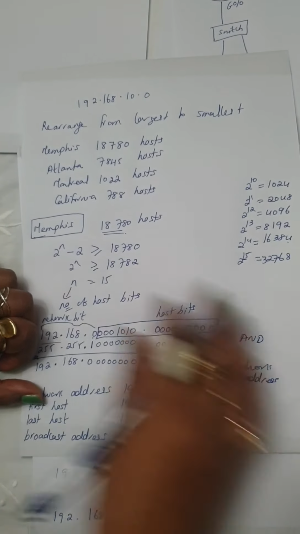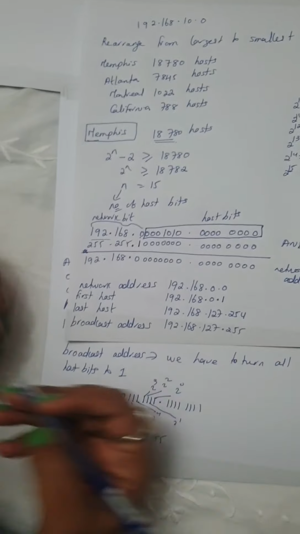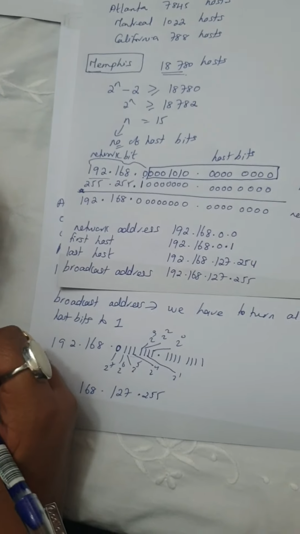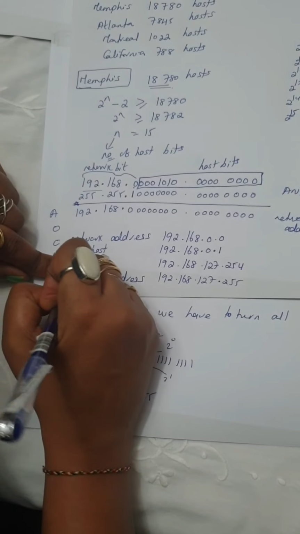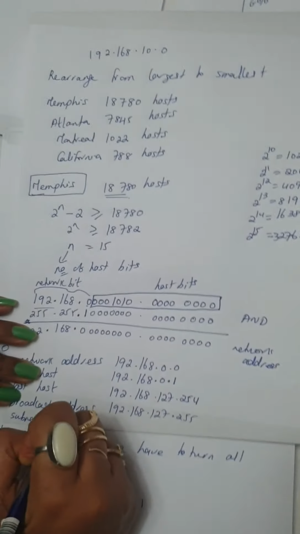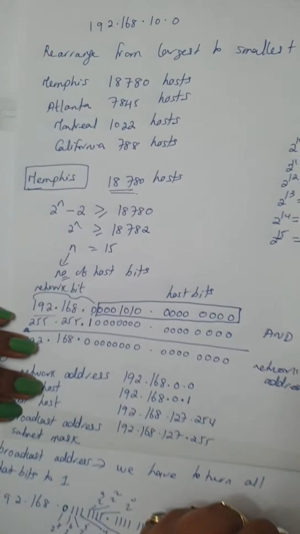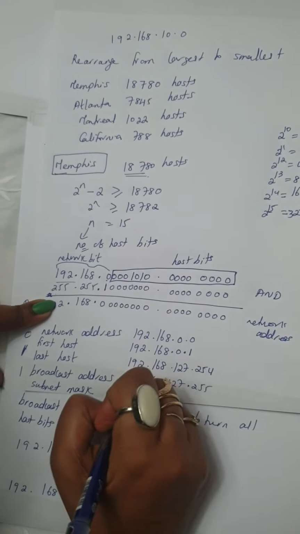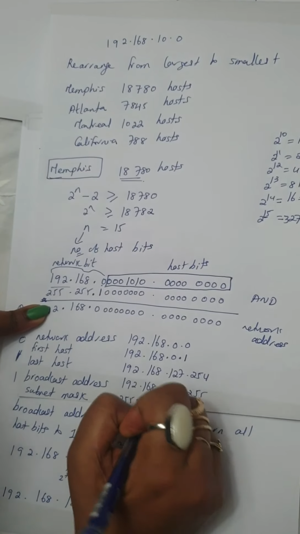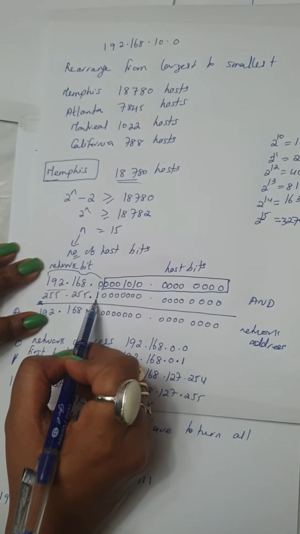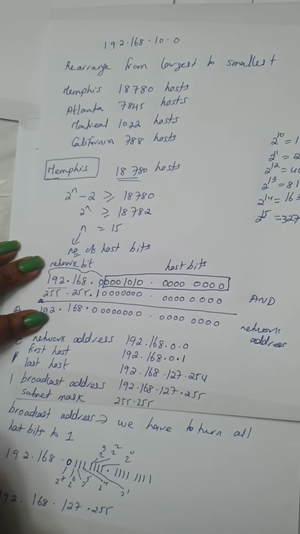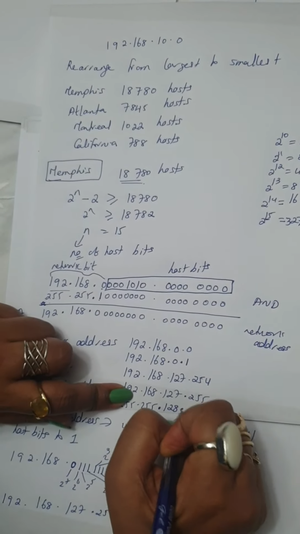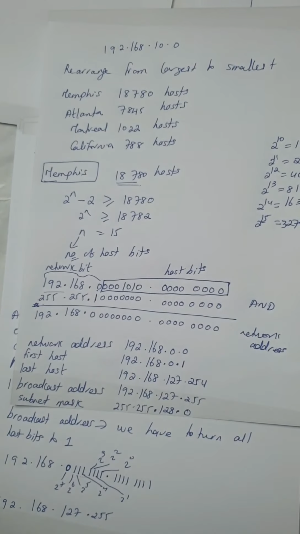All right. So next we have the network, first host, last host, broadcast address, and subnet mask. As you see here, this is the subnet mask, 255.255. Next, we have only one bit here, and this position is 2 power 7. So that's why here it's 128.0, the subnet mask.